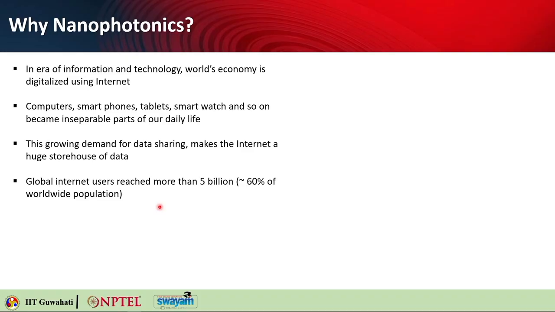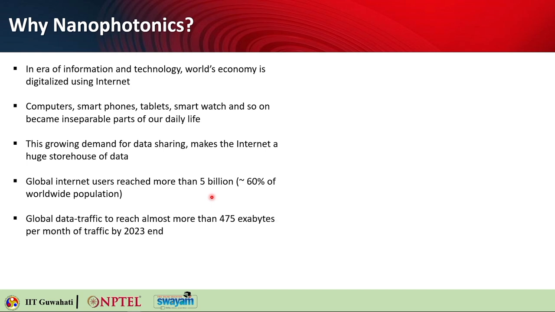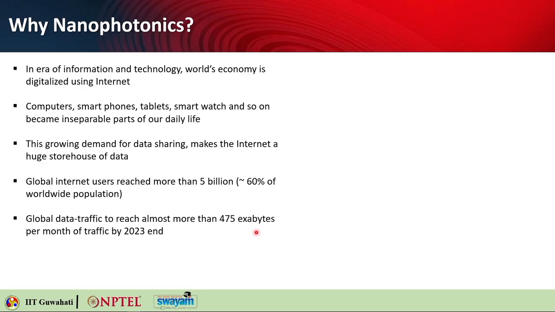And you can see the rise of global internet users. With the world population being 8 billion, right now we have more than 5 billion internet users. That's more than 60% of the world population. And do you think it's going to be less? No, it's going to be more and more in the future. Even kids are now getting into using tablets and smartphones. So the global data traffic is going to reach 475 exabyte per month.